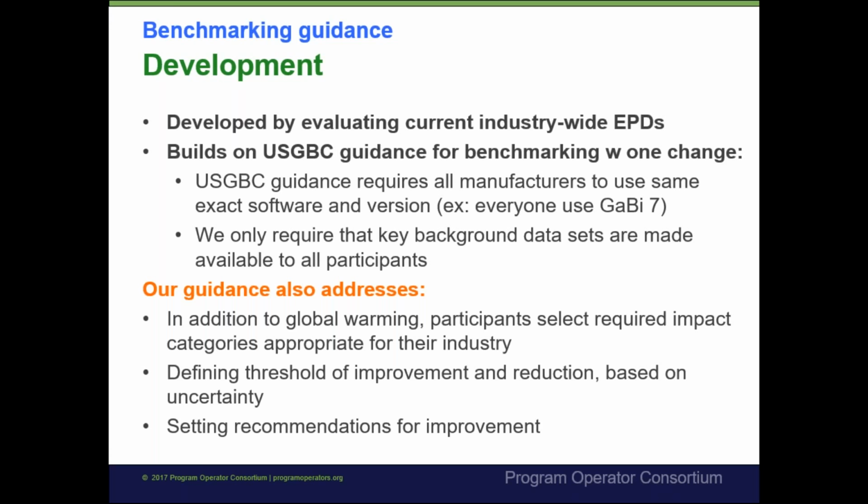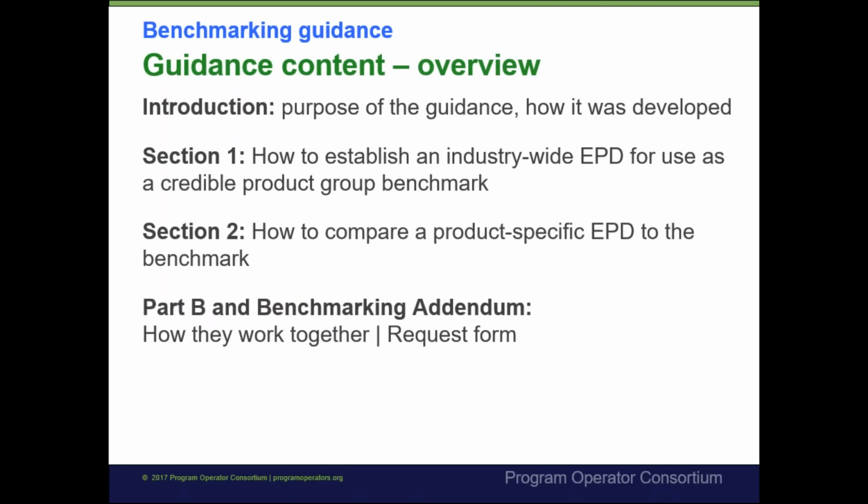And then in addition to what the USGBC guidance had, our guidance also has participants select, in addition to global warming, the impact categories required based on what's appropriate for their industry. Then it also addresses defining the threshold of improvement or reduction, which is based on uncertainty calculations, and it helps with setting recommendations for improvement based on what participants learned from doing the LCA.